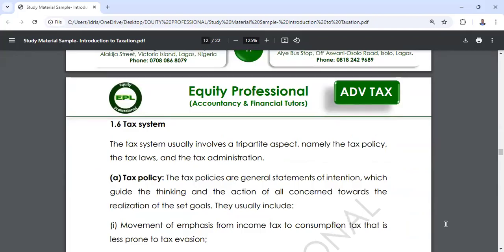Now, let's look at the tripartite of the tax system. What are the tripartites of the tax system? The tax system has three elements. Number one element of the tax system is called tax policy. Number two, tax law. Number three, tax administration.